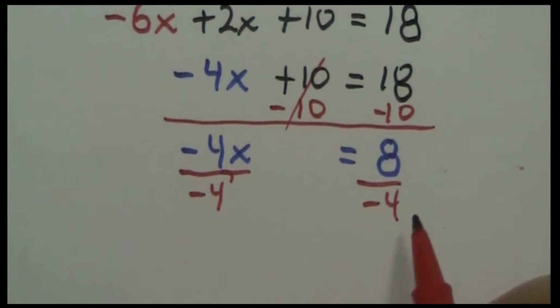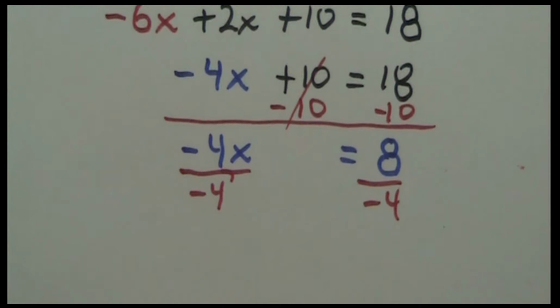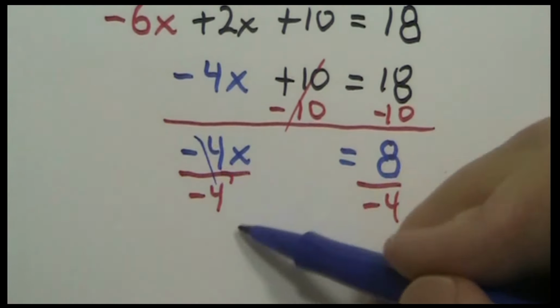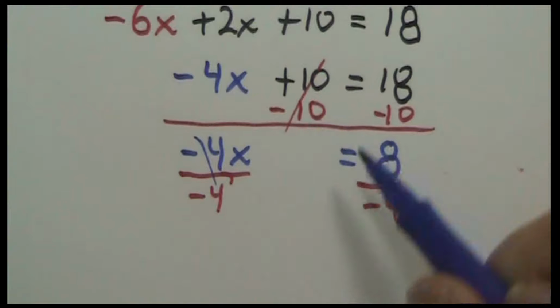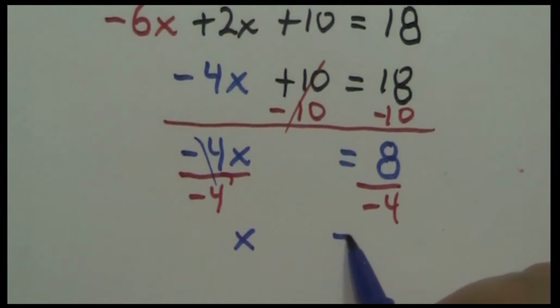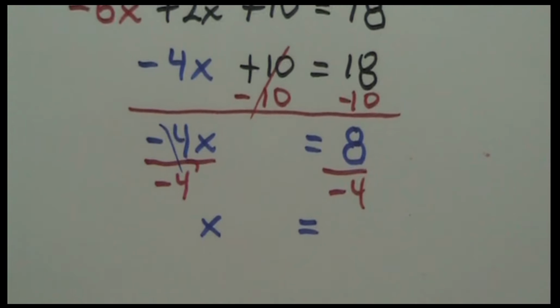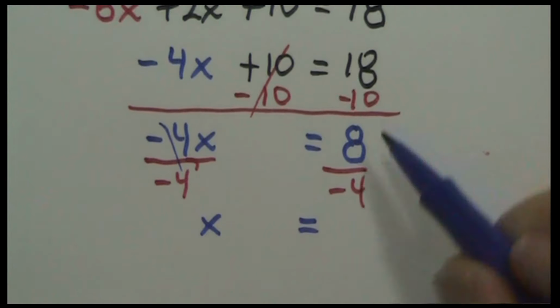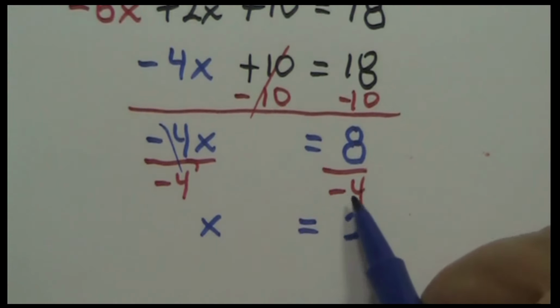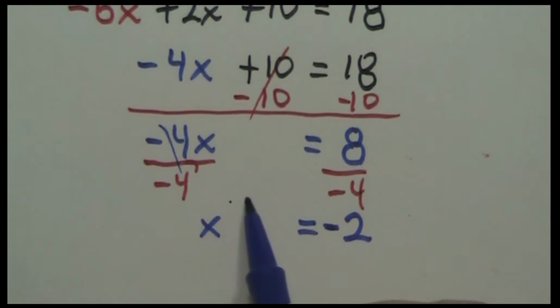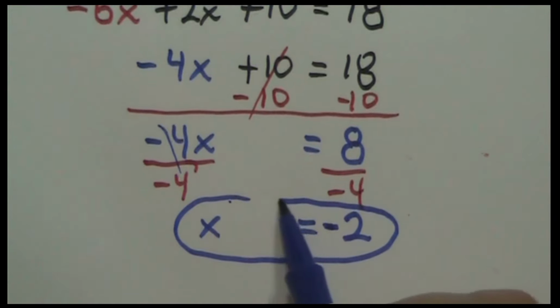Now I'll divide by negative 4. Both sides, though, have to be fair. And this will be 1, that's 1x. And on the other side, 4 goes into 8 twice, and there's 1 negative. So the answer is negative 2.